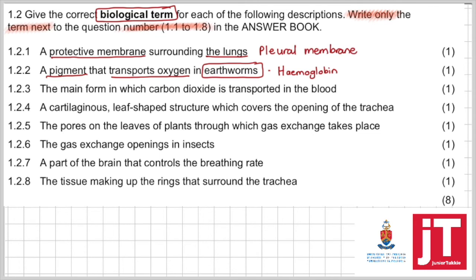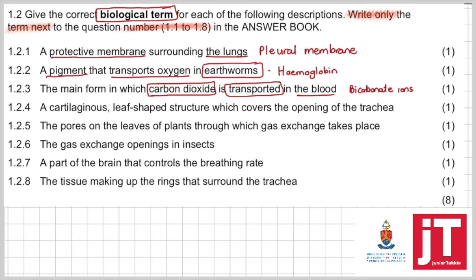1.2.3, the main form in which carbon dioxide is transported in the blood. The main form, bicarbonate ions. Okay, so this is the dissociation of carbonic acid in blood to form hydrogen ions and bicarbonate ions. So the main form in which carbon dioxide is transported is actually in the plasma as bicarbonate ions, and then obviously inside of the red blood cells as bicarbonate ions as well.